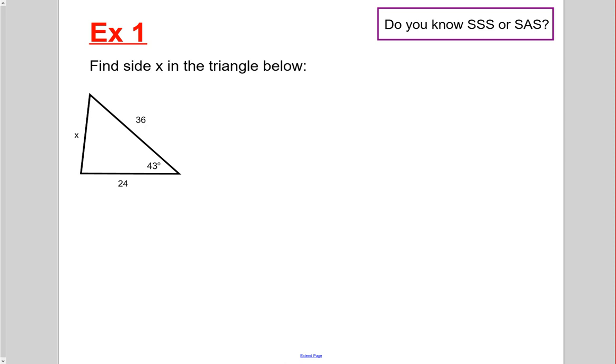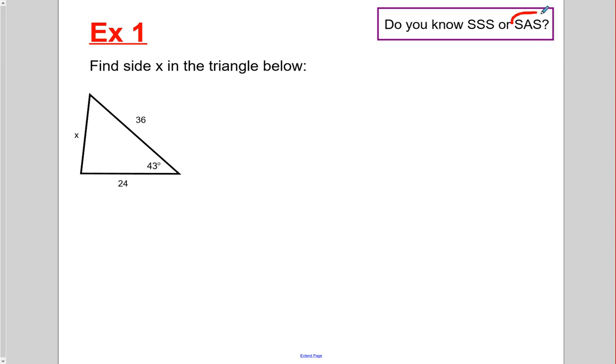Okay, let's hit enter and see what we got. Do we think this is side-side-side or side-angle-side? Okay, lots of sass.